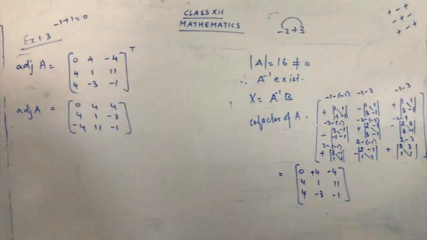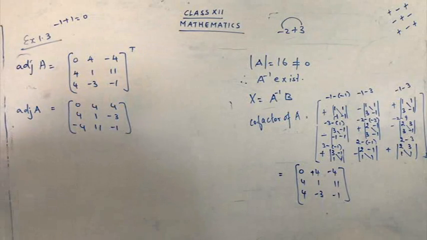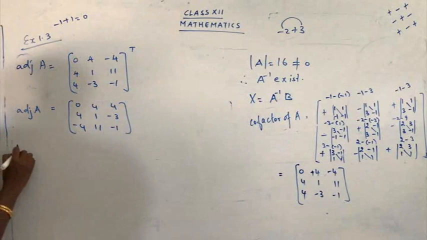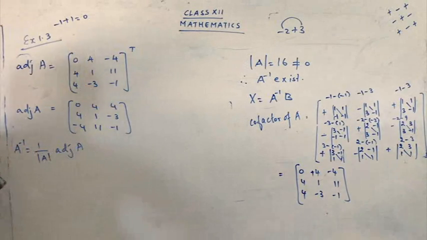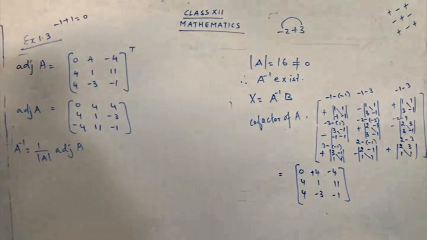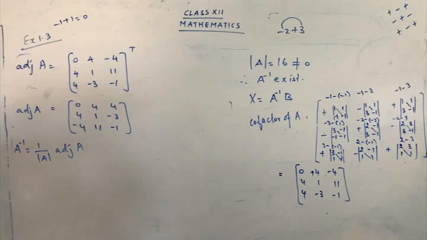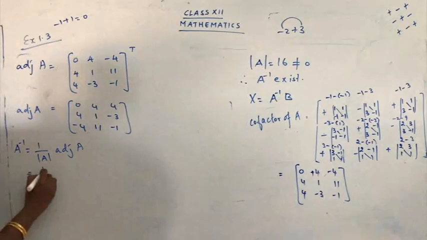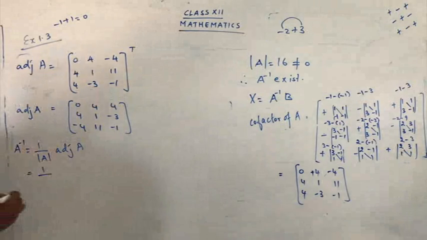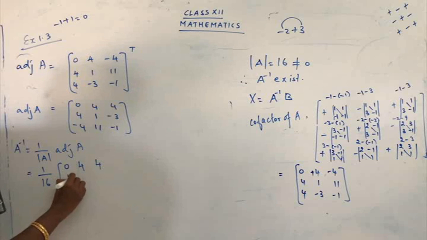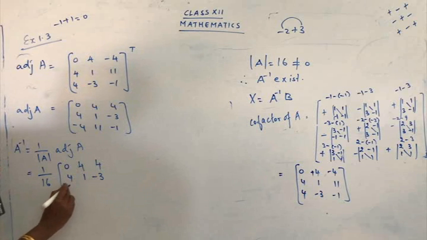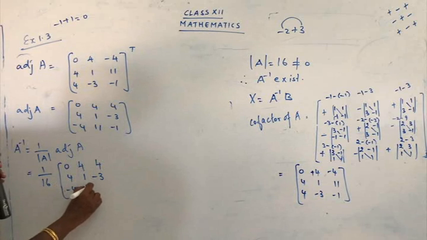So what is the formula that we are going to use for A inverse? The formula for A inverse is 1 upon determinant A adjoint A. So let's write the value for A inverse. So we have already found the value for determinant A and also the value for adjoint A. Yes. So just put everything together. So this is 1 upon 16, and write the adjoint A: 0, 4, 4, 4, 1, minus 3, minus 4, 11, minus 1.